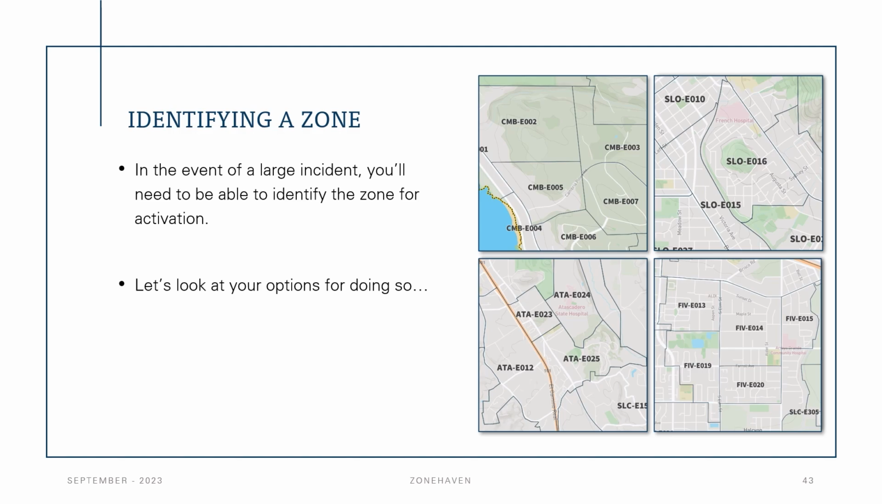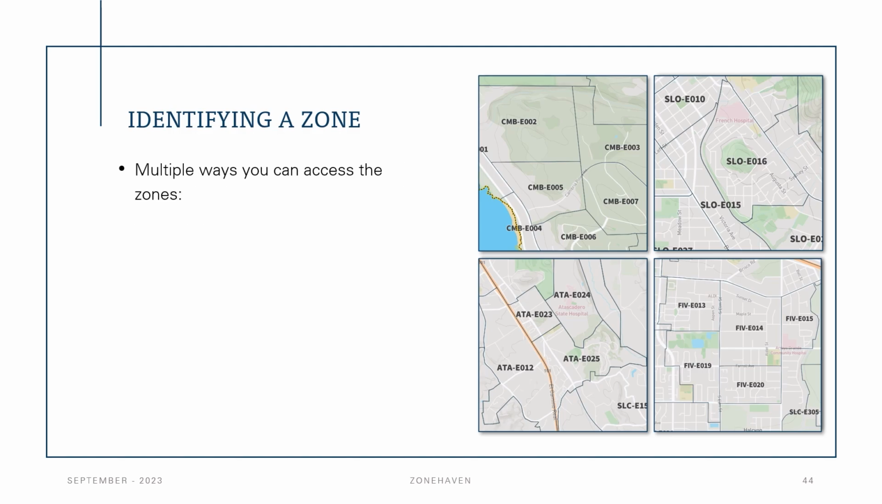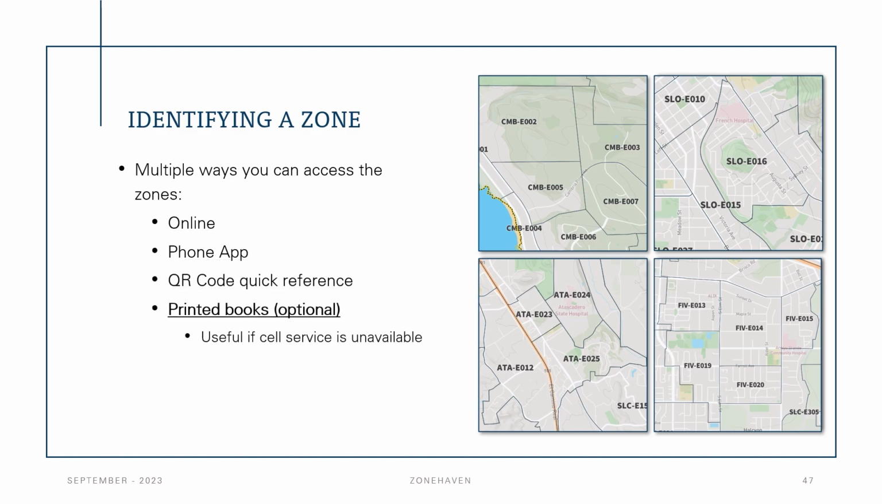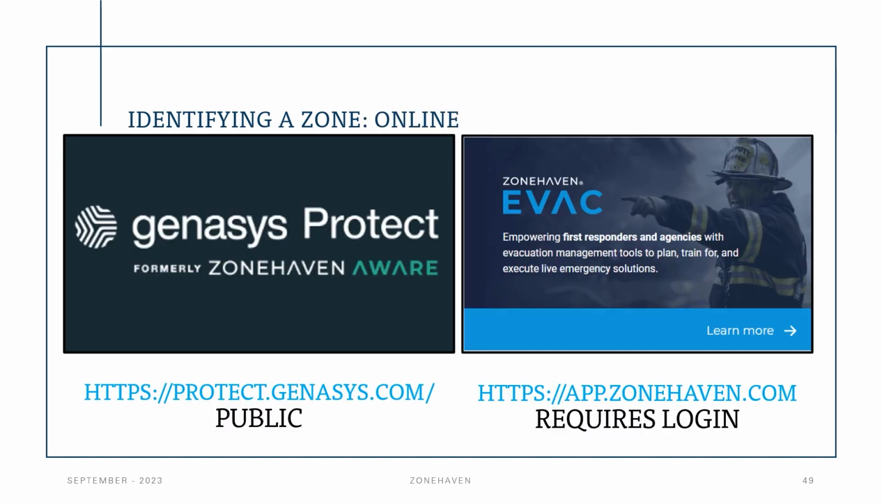In the event of a large incident, you'll need to be able to identify the zone for activation. So let's look at your options for doing so. There's multiple ways you can access the zones. You can do that either online, via the phone app, a QR code for quick reference, printed books which are optional. We do recommend that all agencies print out these books in the event that you're in a location where you may not have service, and pre-attack plans in the future.